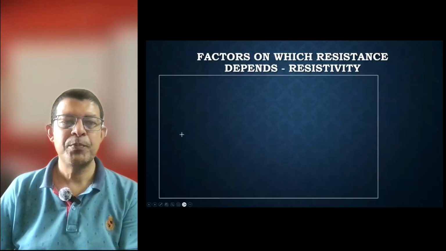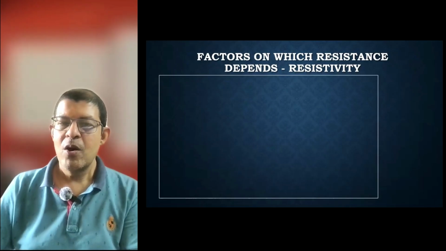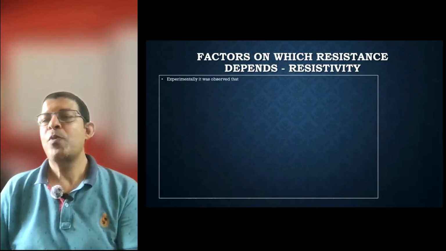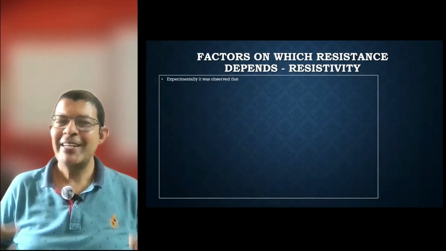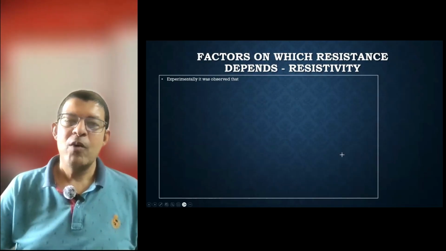And then move to our next part, which is factors on which resistance is dependent. What are the factors on which resistance is dependent? Now, a group of people met together, sat together, and they did some experiment using an ammeter and a resistor in a closed circuit. And what they found?